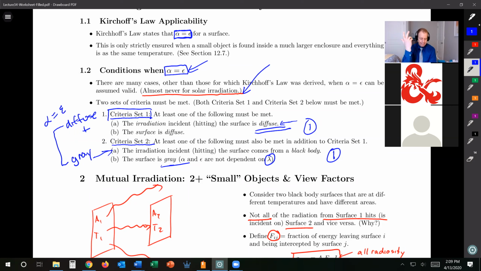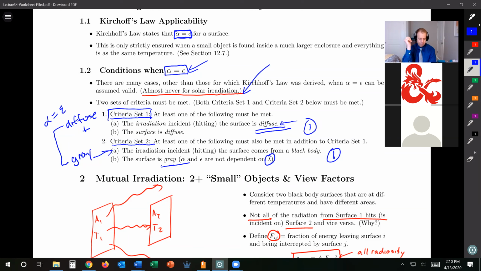And gray, you're almost always going to assume it's gray unless it's solar irradiation or something that's coming from something very hot like that. My take-home message is, this is fairly introductory. You're almost always going to assume that in this class. In fact, I'm not going to give you something where you can't, because it'd be lots of integrals and things like that, and we don't want to deal with it.